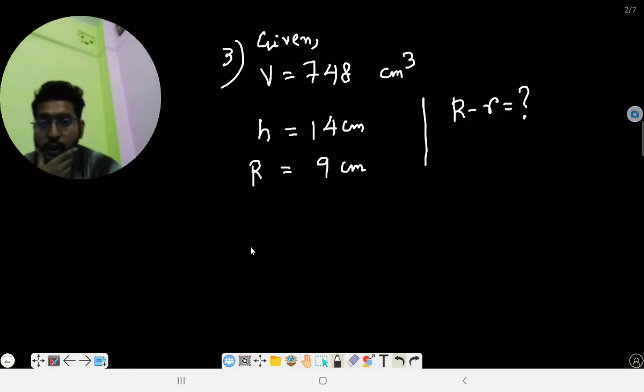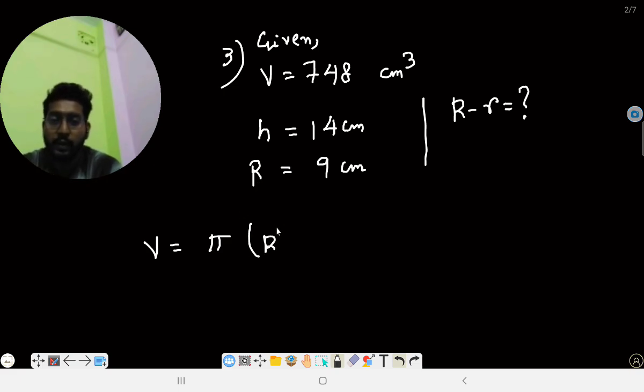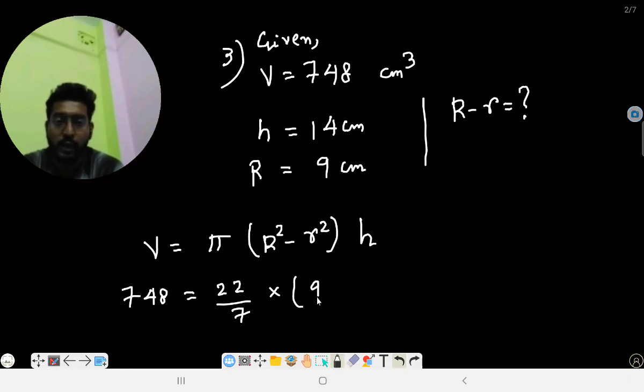Now for V, what is the formula? For V, because this is the case of external internal radius, the volume will be pi into capital R square minus small r square into h. So that will be the formula here. So here V is given 748. Now we know pi is 22 by 7, into capital R square is 9 square minus small r square, into h which is here 14. Now here if I cancel out 7 by 2, it will be 7 to the 14.